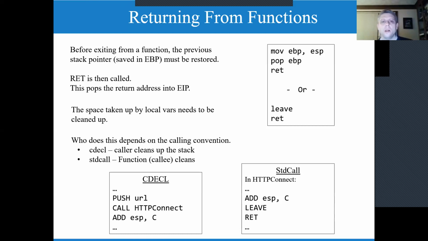Now with standard call, the function itself, or what's called the callee, will clean it up. And so on the right-hand side here, we see, just in this example, for standard call in HTTP Connect, we add C to ESP because there were 3 local variables, each 4 bytes long. And so we're removing that from the stack. It calls the leave instruction, and the leave instruction just basically restores EBP and restores the previous instruction pointer to what it needs to be, and then return is called.